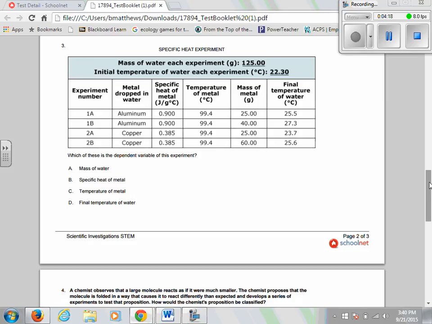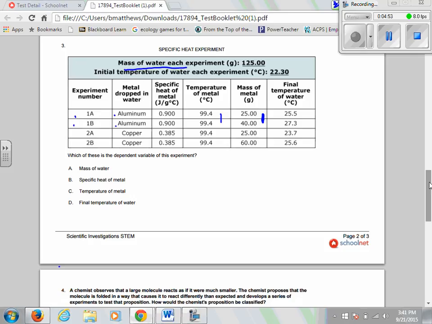So you have experiment 1A and 1B, both are going to use aluminum with the same specific heat, of course. Specific heat is a number for every substance on the planet. It's the amount of heat necessary to raise a 1 gram substance 1 degree Celsius. So basically, the amount of heat needed to raise the temperature of this particular substance. So right now, because it's the same substance, the temperature is the same. They have two different masses, and then in the end, it says mass of water in each experiment.